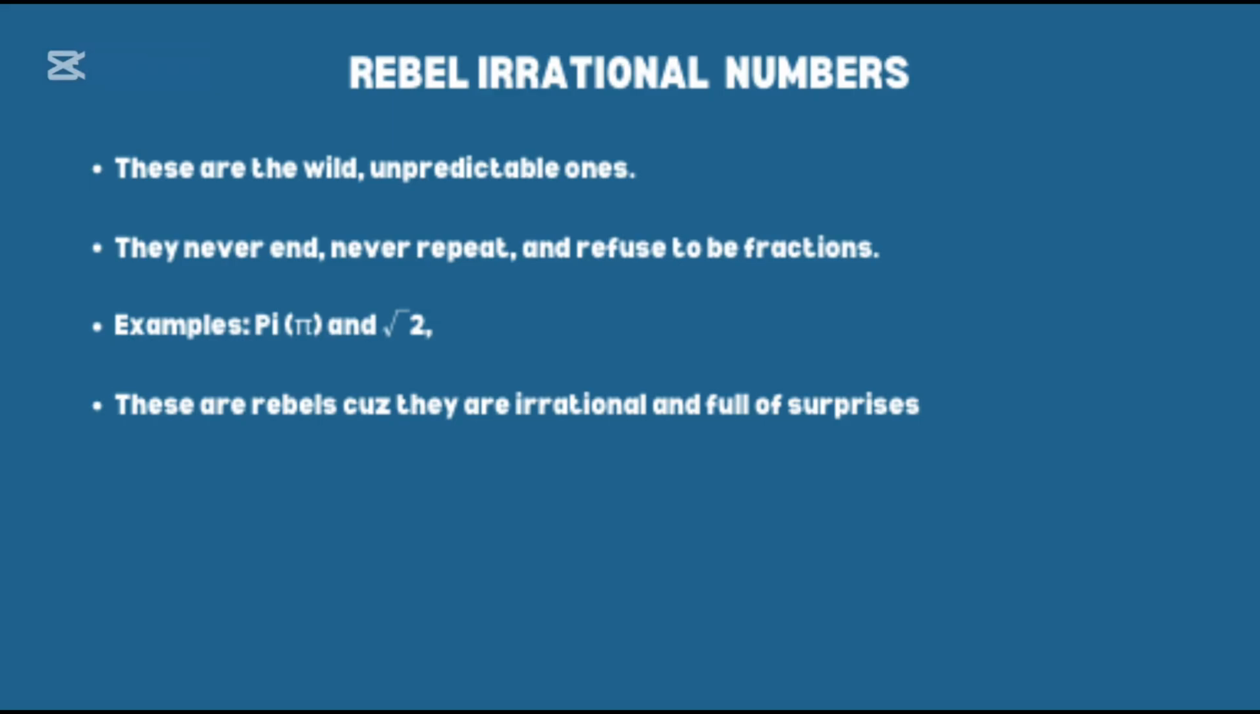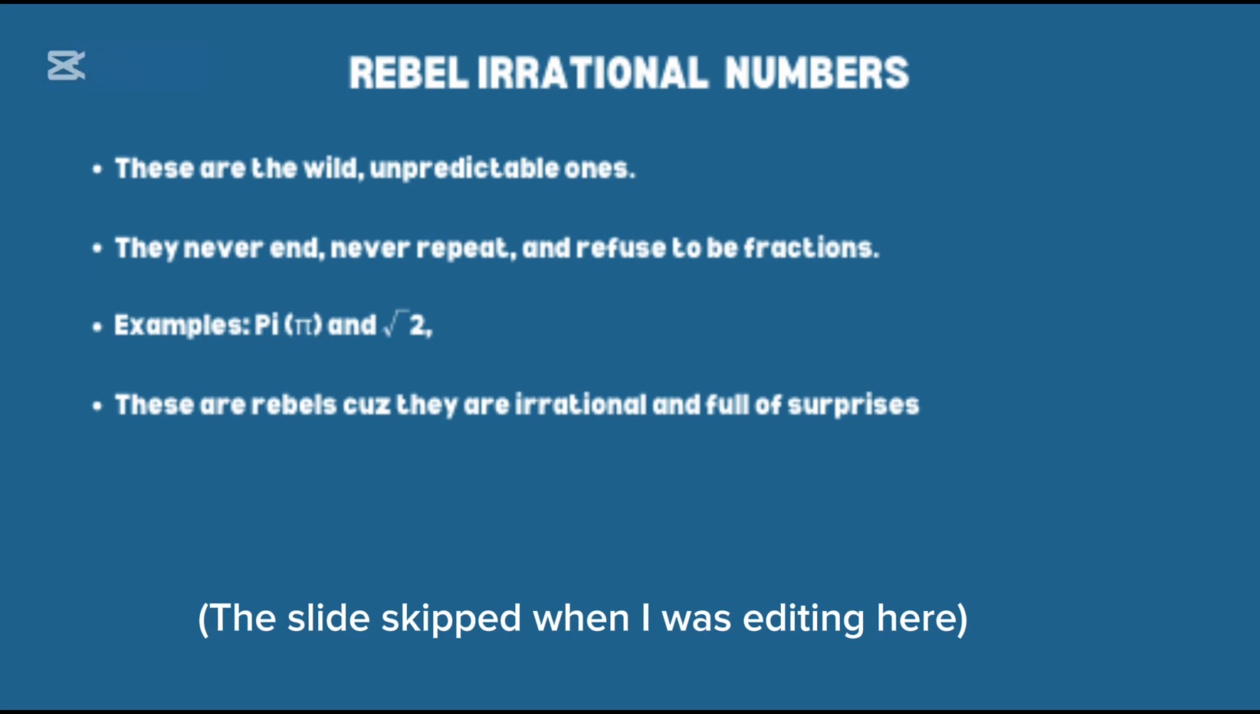Okie smoky. Now, the rebel irrational numbers. These are the wild, unpredictable ones. So they never end, never repeat, and the slide moved on, and I cannot read.